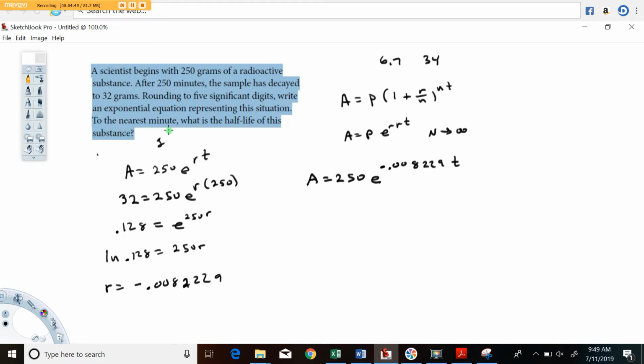It says, to the nearest minute, what is the half-life of this substance? So the half-life is the time for the amount of material to be cut in half. If we started with 250, half of that would be 125. So what we'll do is put 125 in for the amount. Oh boy, 0.008229t. And we'll just need to solve this for t. 125 divided by 250 is 0.5.